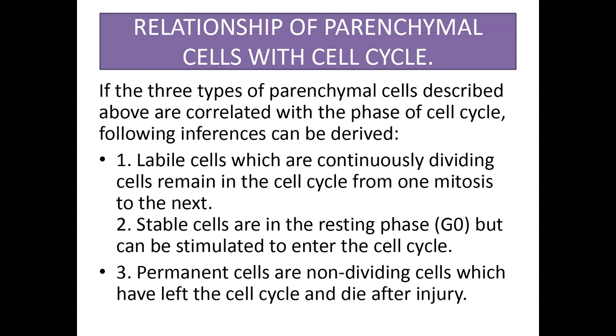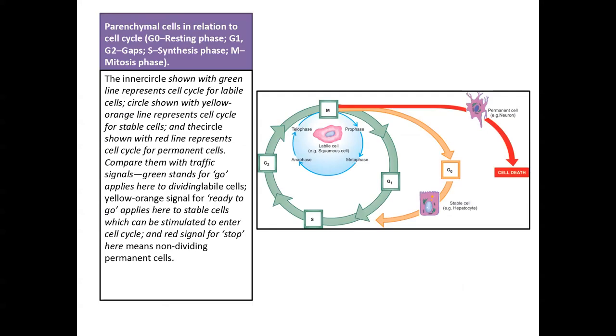If the three types of parenchymal cells described above are correlated with the phases of the cell cycle, the following inferences can be derived. Labile cells, which are continuously dividing cells, remain in the cell cycle from one mitosis to the next. Stable cells are in the resting phase, but can be stimulated to enter the cell cycle. And permanent cells are non-dividing cells which have left the cell cycle and die after the injury. So here you see the cell cycle according to the type of cells.